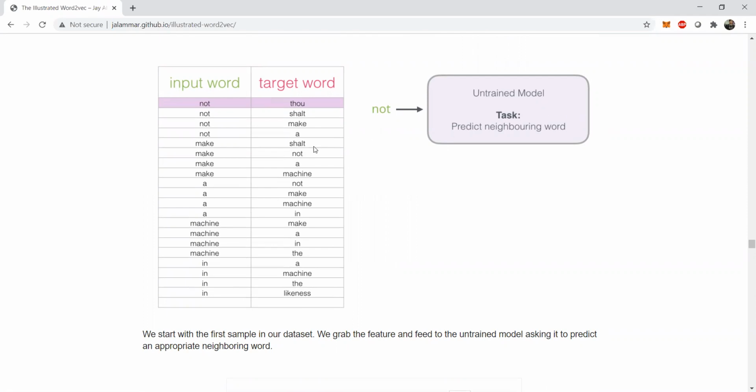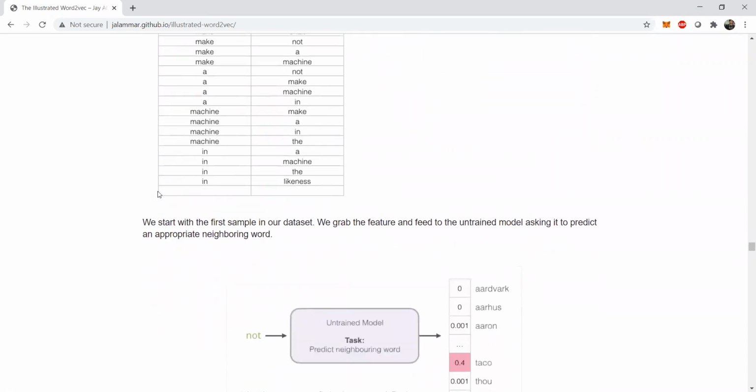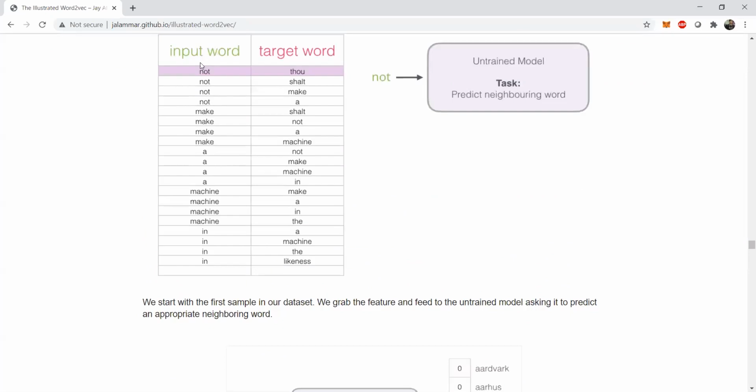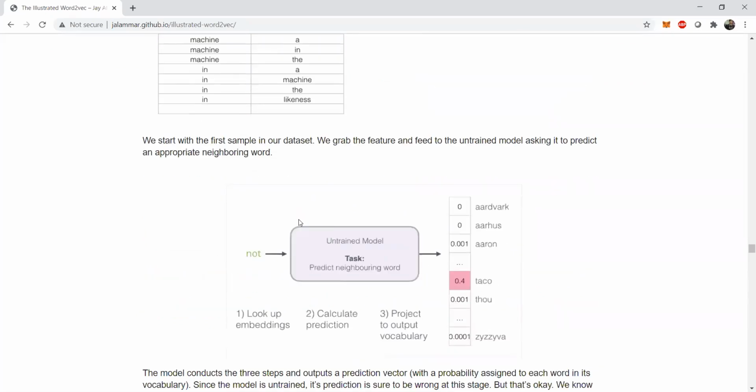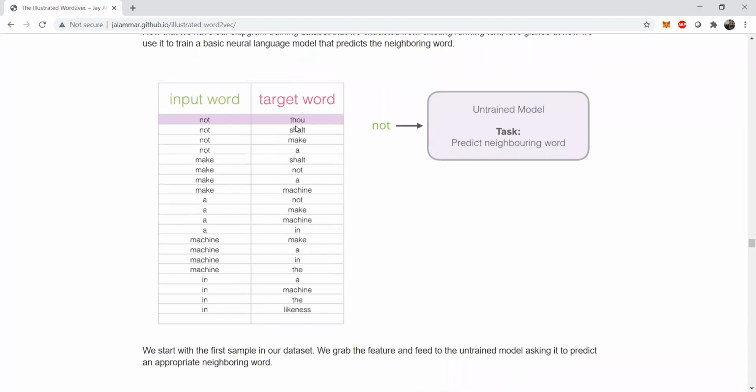Now, this is our data set, and we can predict our neighboring words. We first start with the first sample of our data set, right? The first word, as we see in this example, the input word, is "not". In its vicinity, there are different words, right? There is "thou", "shall", "make". There are 4 different words in its vicinity, with a window size of 5. If we take "not" as one of the words, that means the rest of the words are 4 in number.